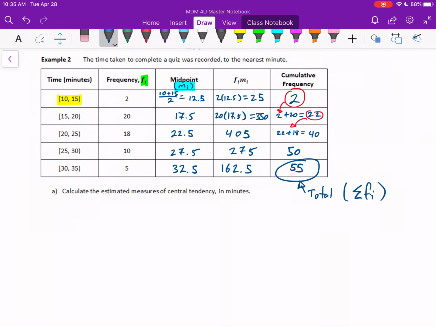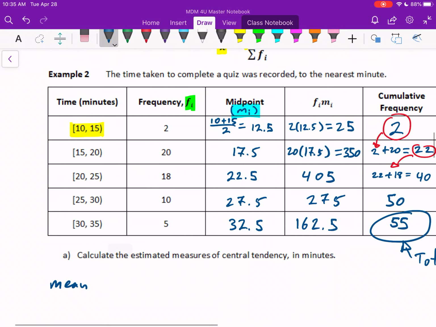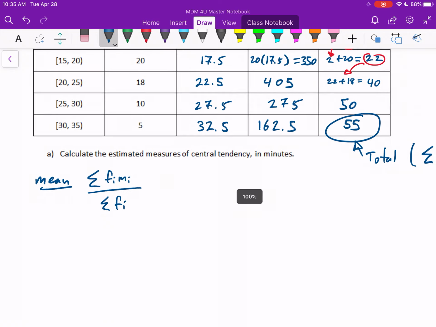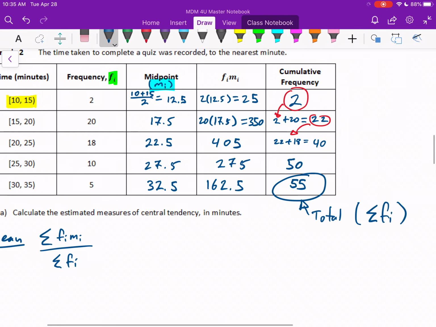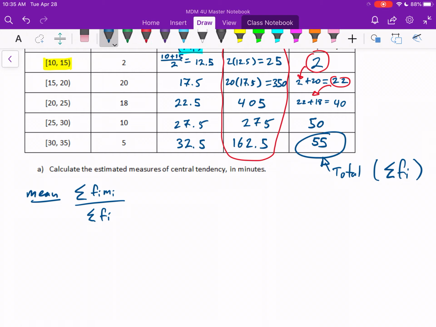All right, so the mean, as given by the formula up here, let's just write it out again. The mean is given by sigma Fi times Mi divided by sigma Fi. The sum of the frequencies times the midpoints divided by the sum of the frequencies. So we've already got all we need for the numerator in this column here. So 25 plus 350 plus 405 plus 275 plus 162.5. If we add all those up, we get 1217.5.